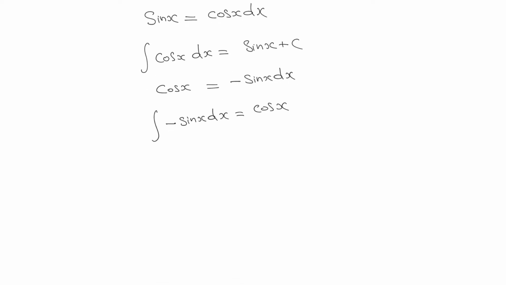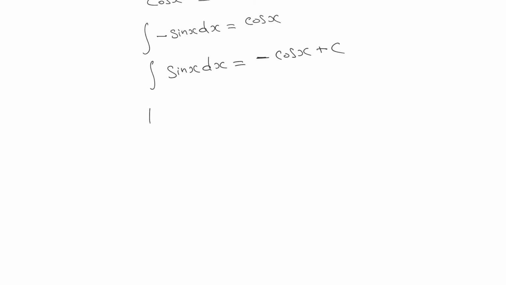Or you can write integration of sin x dx is equal to, we can write this negative sign on the right side, minus cos x. And if it is indefinite integration, we'll put constant of integration c. Similarly, differentiation of tan x is sec square x dx. So we can write integration of sec square x dx is equal to tan x plus constant of integration c.